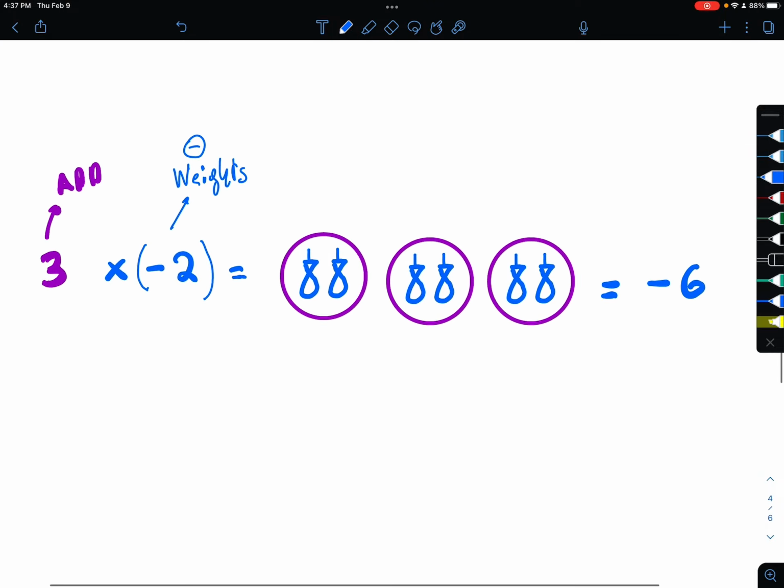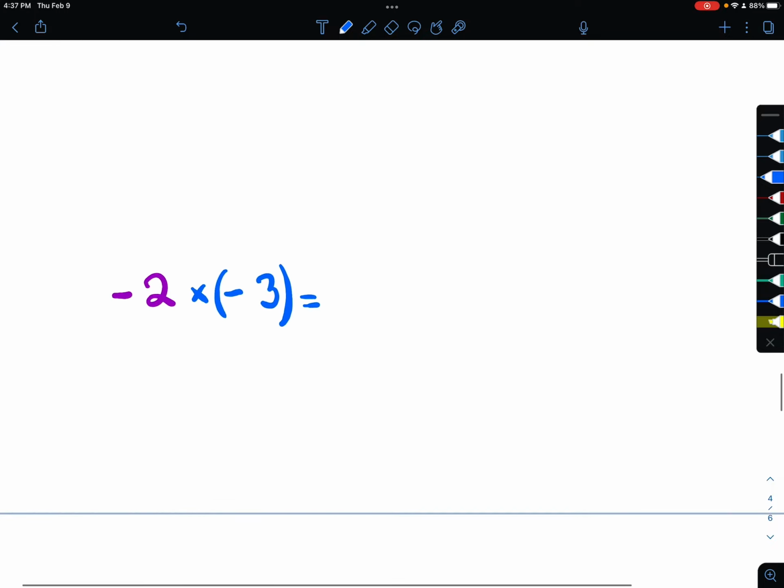Oh yeah, if I add 3 groups of weights, 2, 4, 6, it's 6 that is going to make it go down. And that's why we have a negative 6. The more weights we add, the lower the machine will go. That makes sense. So what happens if you get a negative and a negative?